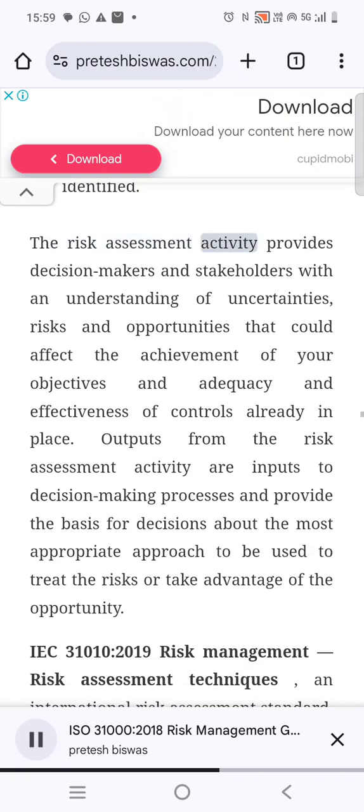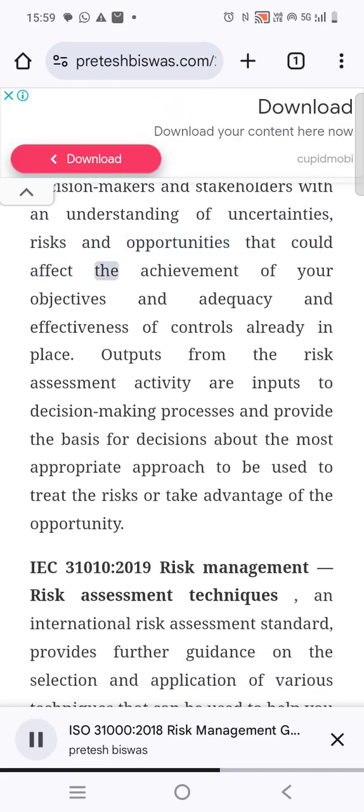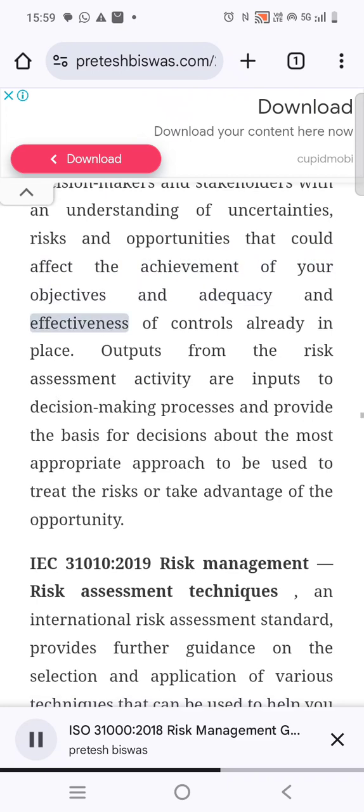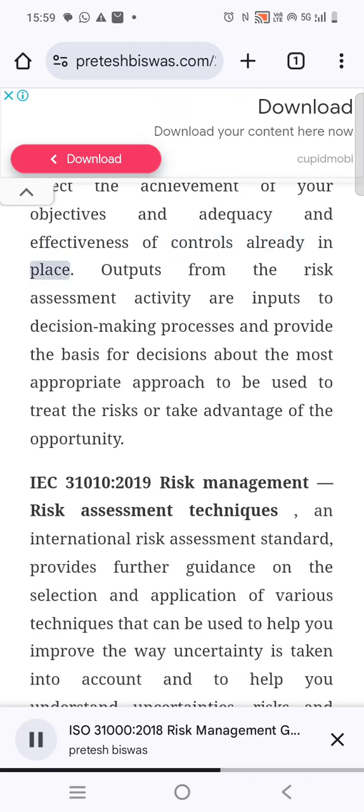The risk assessment activity provides decision makers and stakeholders with an understanding of uncertainties, risks, and opportunities that could affect the achievement of your objectives and adequacy and effectiveness of controls already in place.